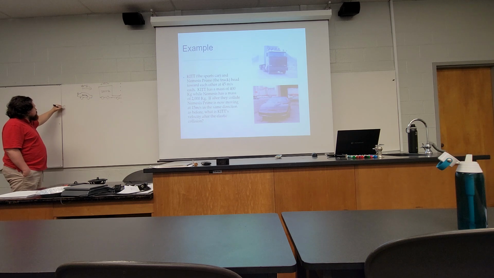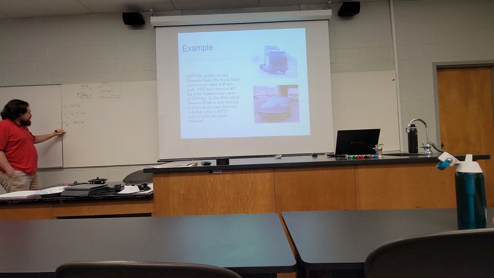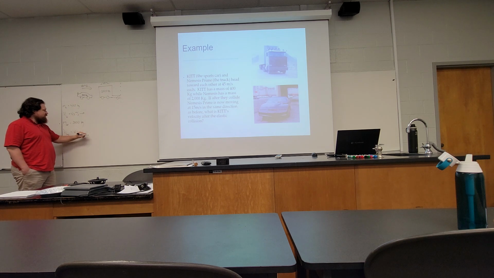We've got mass, Kit, is 400 kilograms. Velocity initial Kit is 45 meters per second, forwards. Mass, Nemesis Prime, is 2,000 kilograms. Velocity initial Nemesis Prime, 45 meters per second, but in the opposite direction.